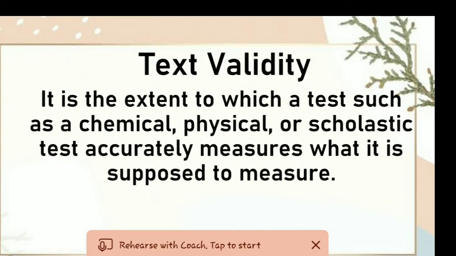When we say test validity, it is the extent to which a test, such as a chemical, physical, or scholastic test, accurately measures what it is supposed to measure. A test is valid when it measures what it is supposed to measure. Validity pertains to the connection between the purpose of the test and the data the teacher chooses to quantify that purpose.